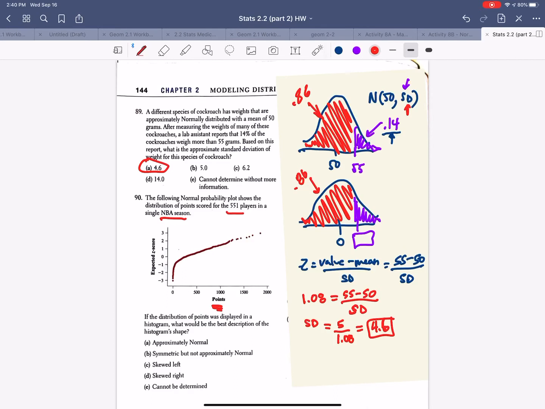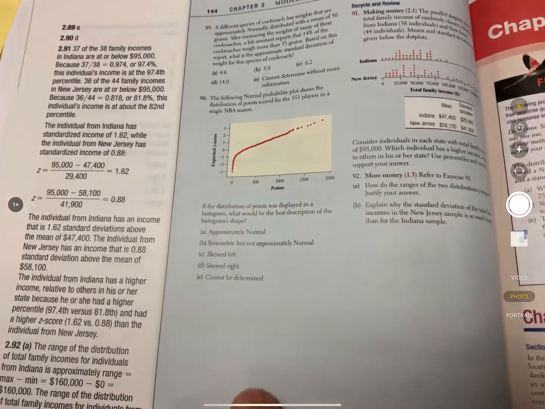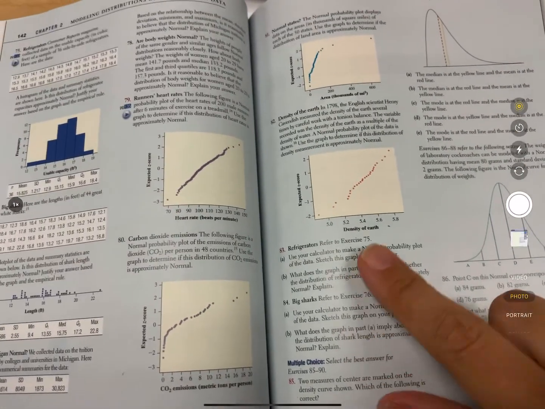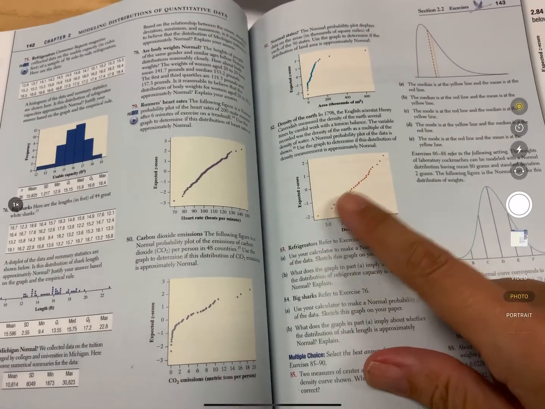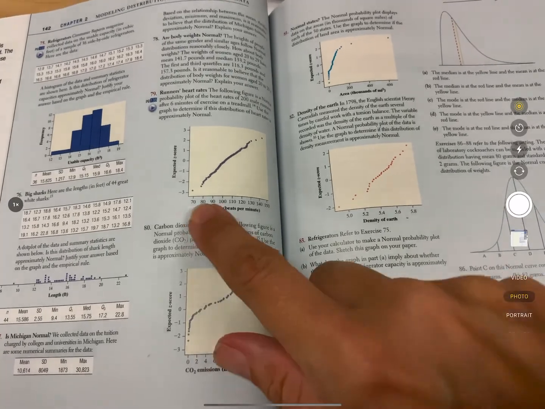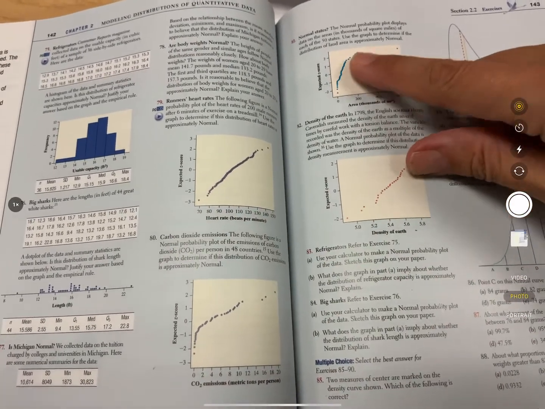We learned in class that a normal probability plot would look relatively straight. If you don't have a lot of notes on this, let's take a look in our book. Here's the question in my actual book. These are looking more straight. This one's kind of curved. That one looks a little more straight, and this one's more curved. So I think we probably know our answer already.